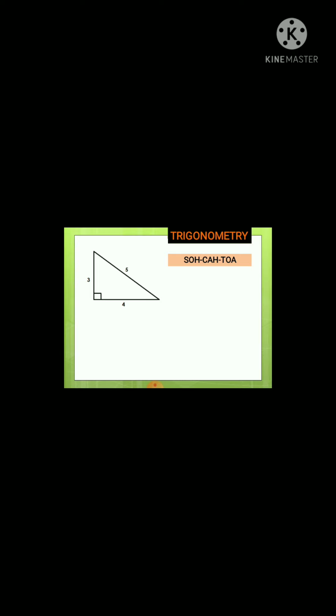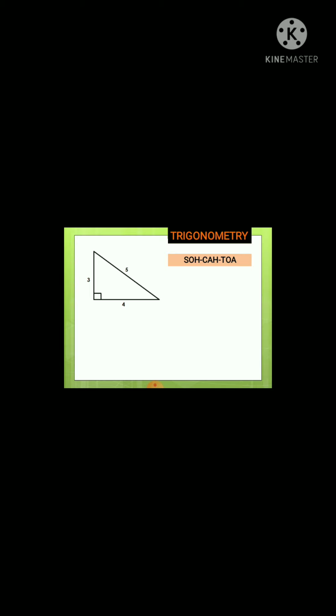SO stands for sine equals opposite over hypotenuse. CAH stands for cosine equals adjacent over hypotenuse. And TOA stands for tangent equals opposite over adjacent.